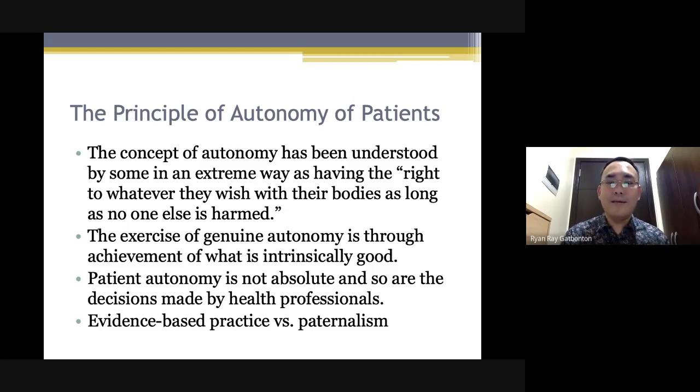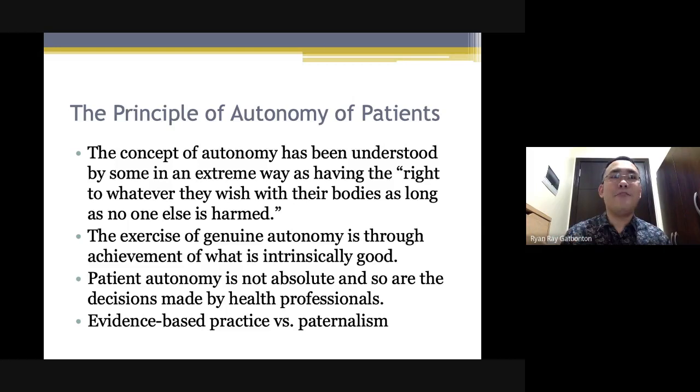Okay? Now, paternalism can be overcome by establishing an evidence-based practice paradigm, or a paradigm in nursing practice na nakaugat sa nursing research or sa healthcare research. So your action should always be based on what is found in the studies, no?